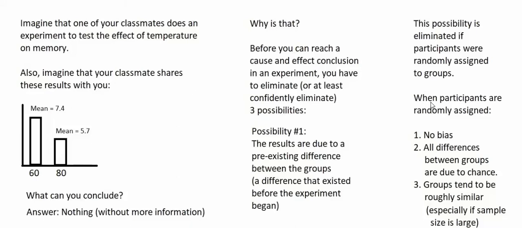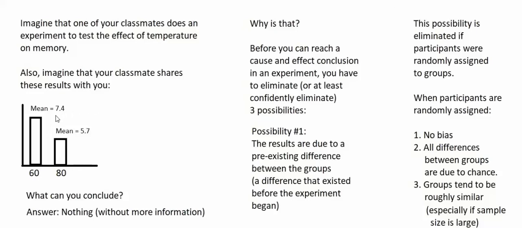So when participants are randomly assigned to groups, three things are true, and I'll go through them one at a time. First of all, when participants are randomly assigned to groups, there's no bias in the way participants are being assigned to groups. Random assignment is bias-free. Bias is anything that pushes the results in a certain direction. So I'll share maybe one or two examples of bias.